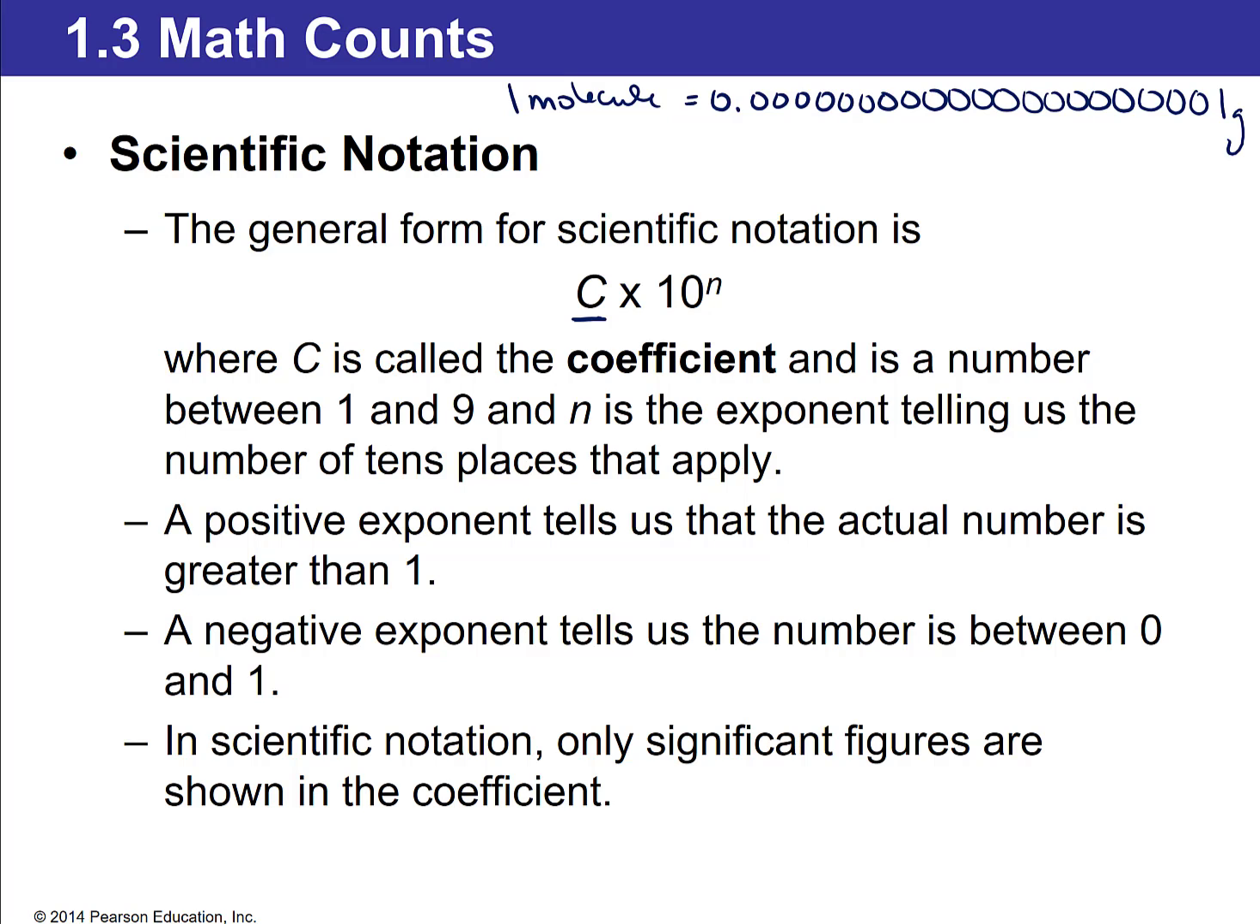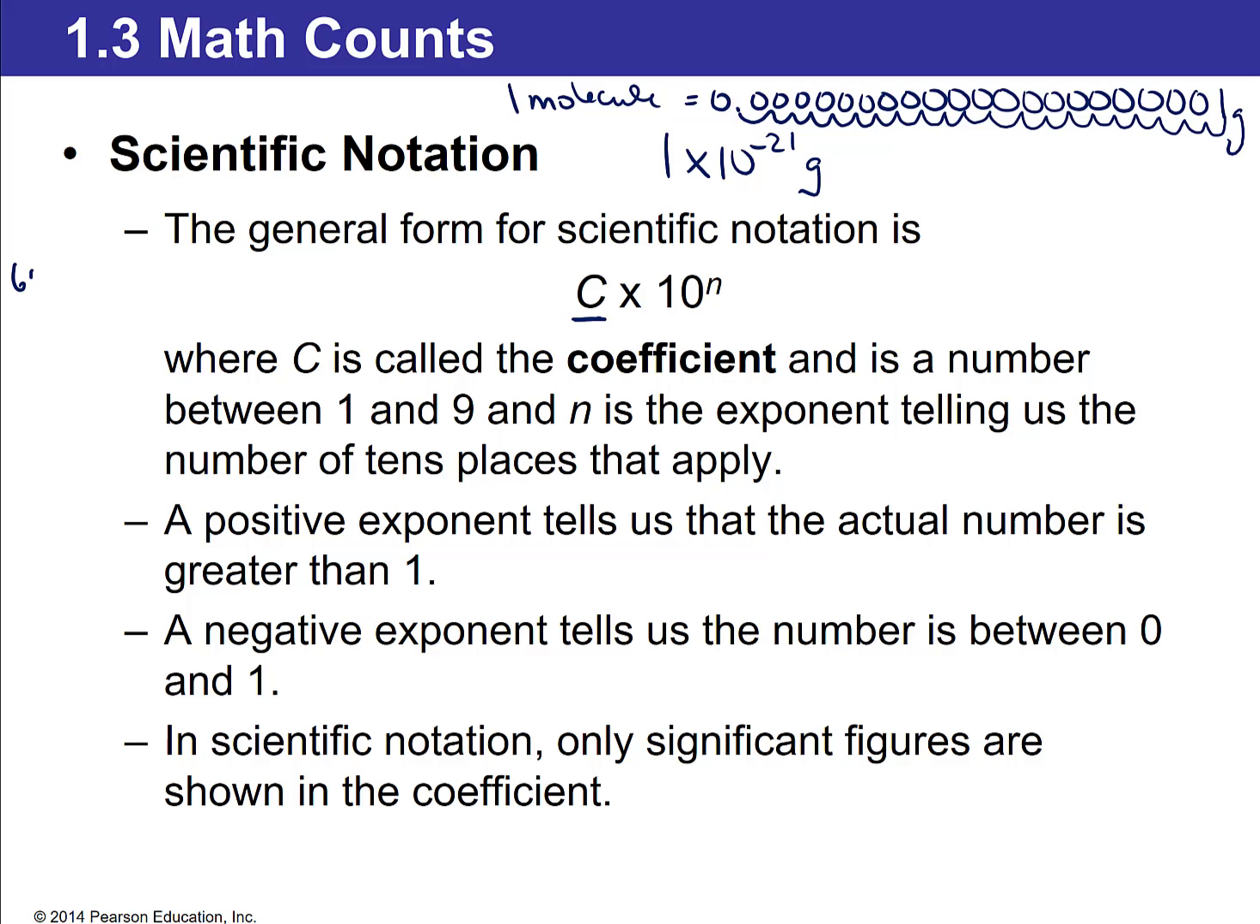So in this one, it's a number smaller than 1, so I have to go 1, 2, 3, 4, 5, and so on up to 21. I'd have to move 21 decimal places. So this would be 1 times 10 to the minus 21 grams. That's the number of decimal places you have to move to make your number between 1 and 9. So this is much easier to manipulate.